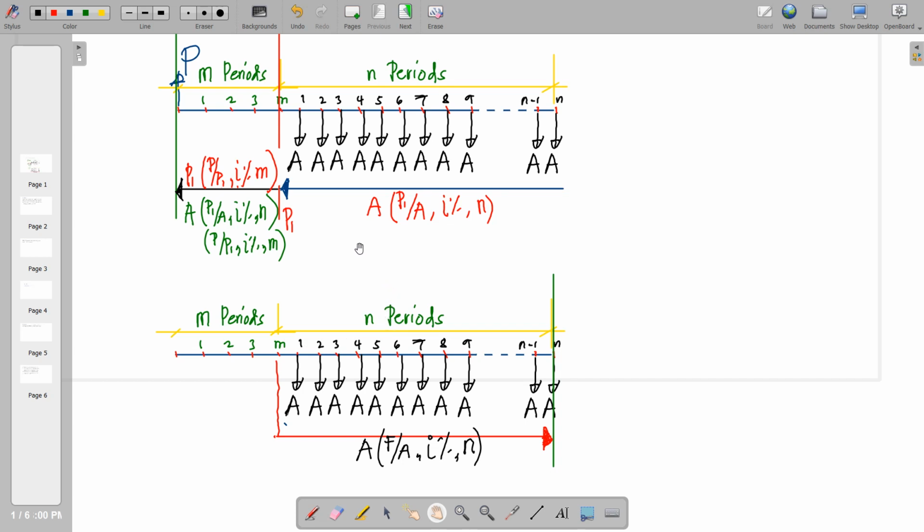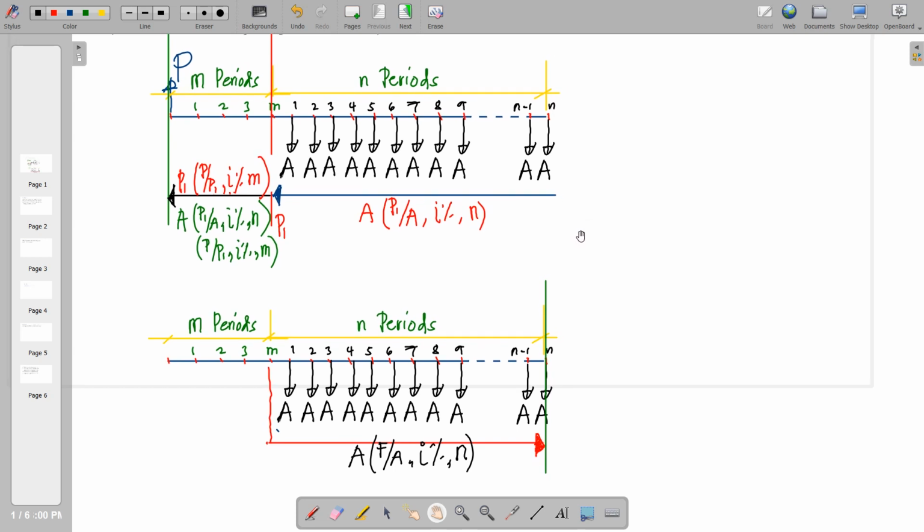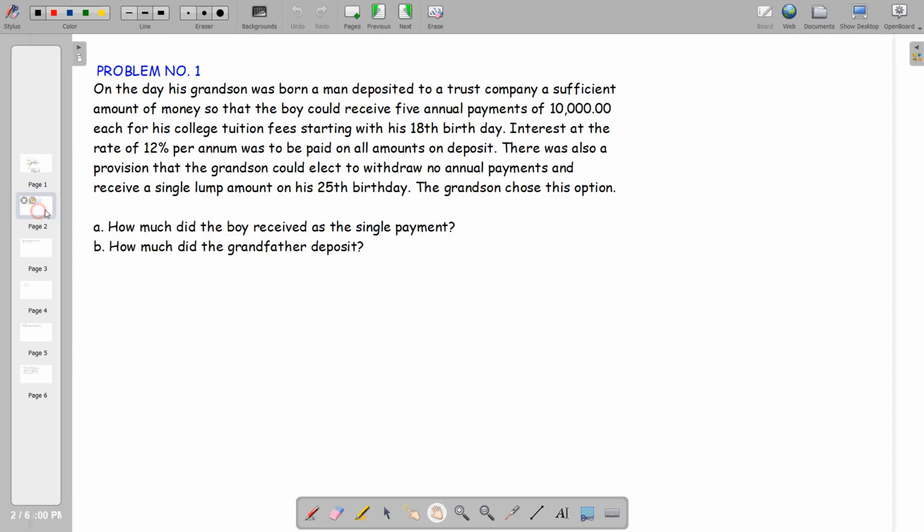Unlike an ordinary annuity, at the beginning or at the end of the first period, there will be payments until N. So the treatment is just you establish your cash flow correctly and you will not get lost. So let us have an example.